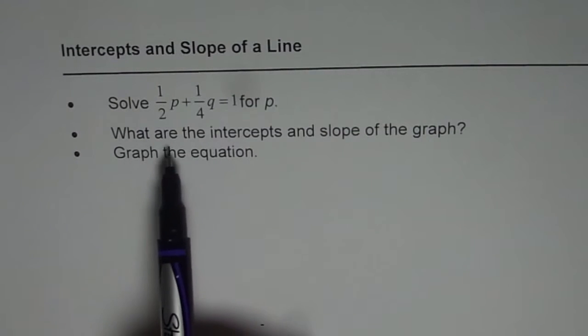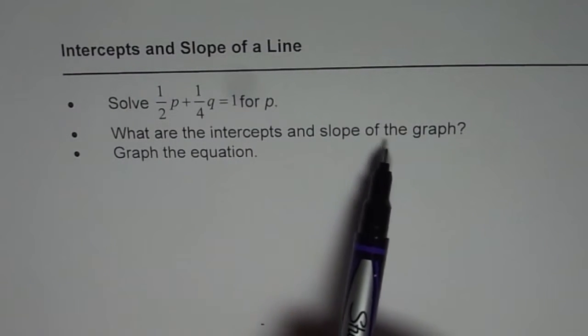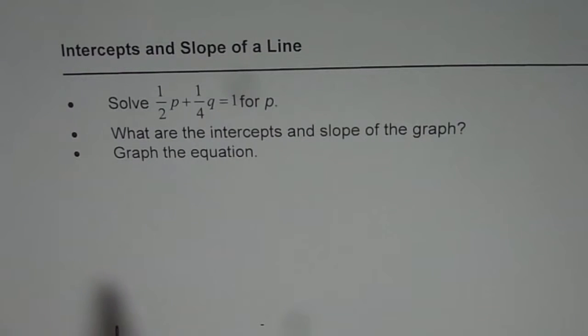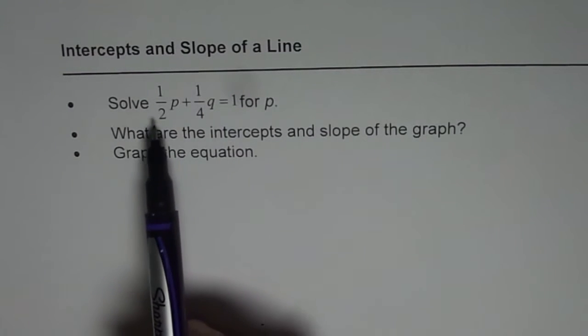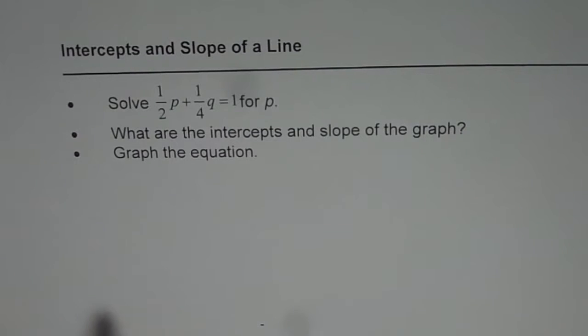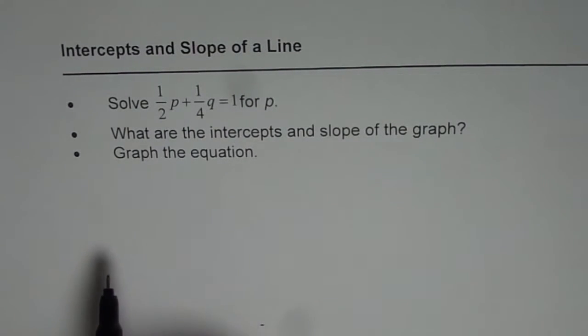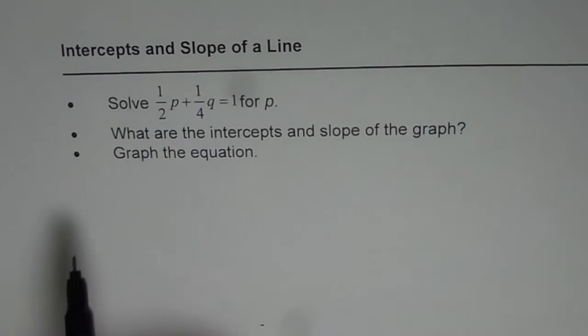Part B is, what are the intercepts and slope of the graph? And part C is graph of the equation. So basically, we have to do three things with the given equation. As you can see, the equation is in terms of variables p and q, not x and y, okay? So take that into account. You can pause the video, answer the question, and then look into my suggestions.